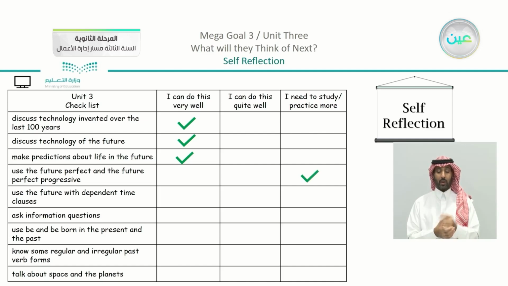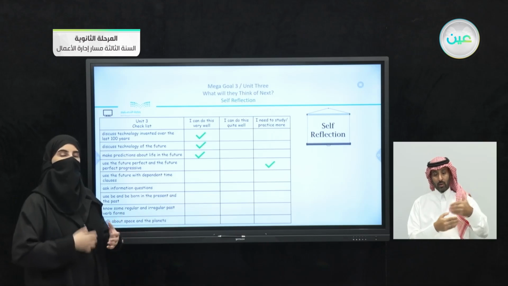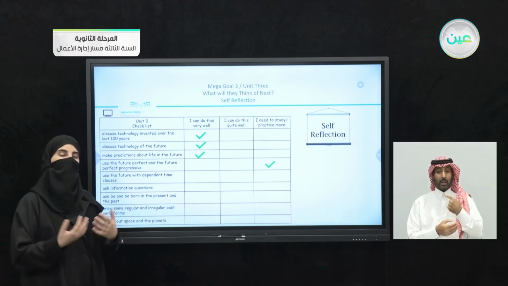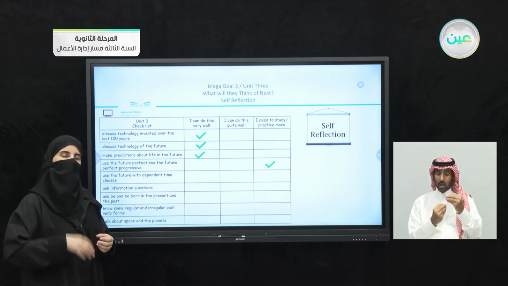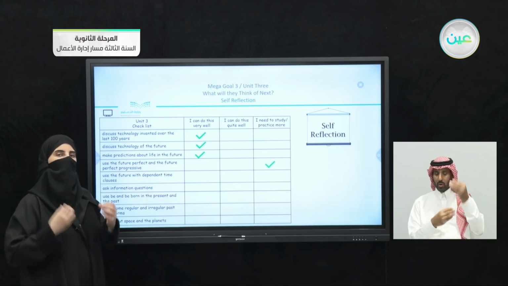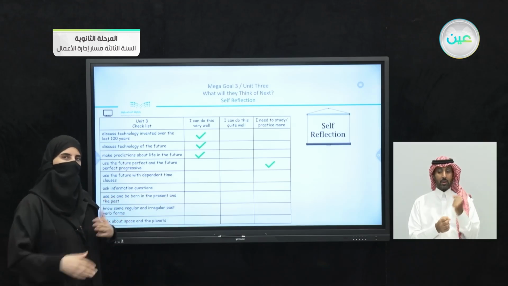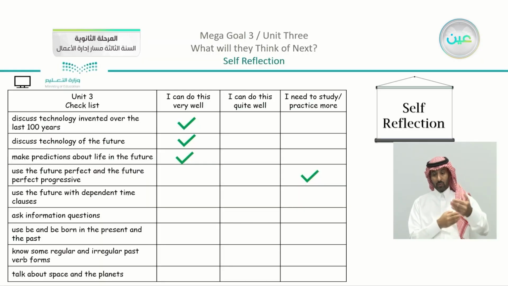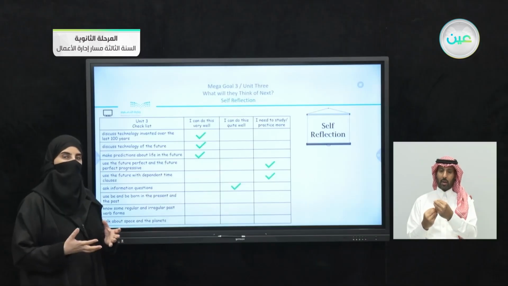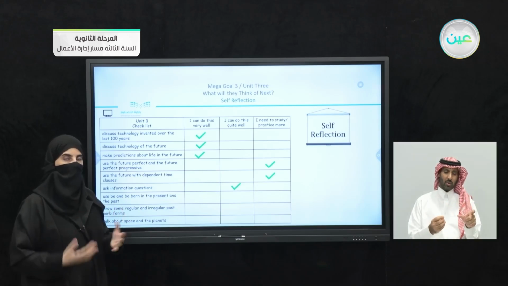Use the future perfect and the future perfect progressive. Now, personally, I can say that I need to study more. Maybe some students agree with me. So just to make sure that you know exactly how to use the future perfect, you can just go back and revise. Also, for example, use the future with dependent time. We can say that, yes, sometimes we need to practice more. To ask information questions, as we can see, I can do them quite well. Some students may feel the same way here.